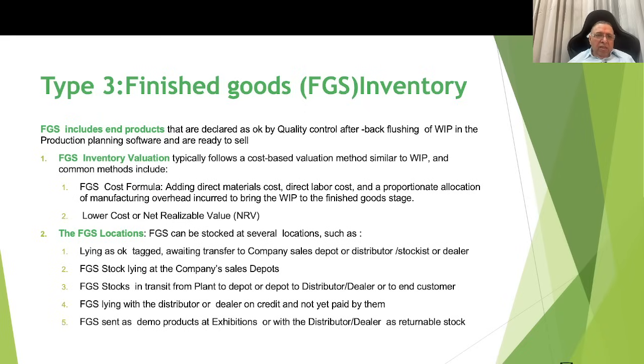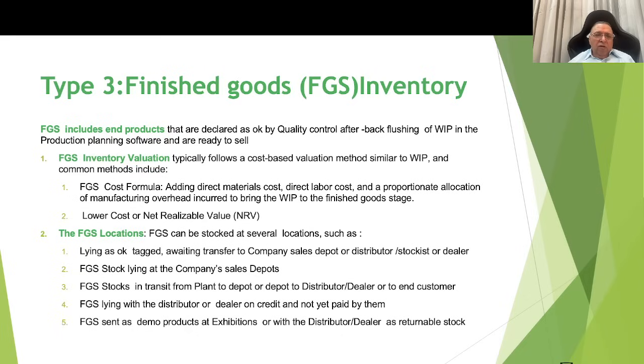The finished good locations. Finished goods can be stocked at several locations, and these need to be properly counted. These are, for example, finished goods stocks lying as OK tagged awaiting transfer to the company sales depot or distributor or stockist or dealer or end customer.